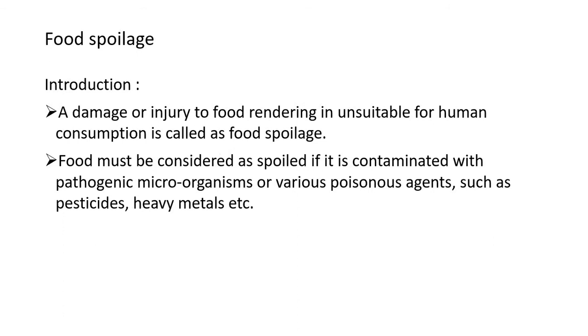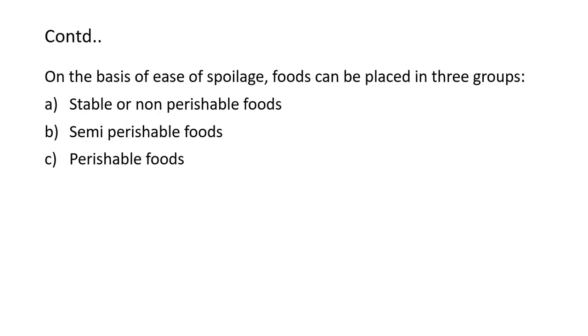and heavy materials, etc. On the basis of ease of spoilage, foods can be placed in three groups, mainly stable or non-perishable foods, semi-perishable foods, and perishable foods. Stable or non-perishable foods are usually the cereals and pulses. Semi-perishable foods are usually some kinds of vegetables like potato, onion, garlic, so that we can keep them at room temperature for 15 days and so on.